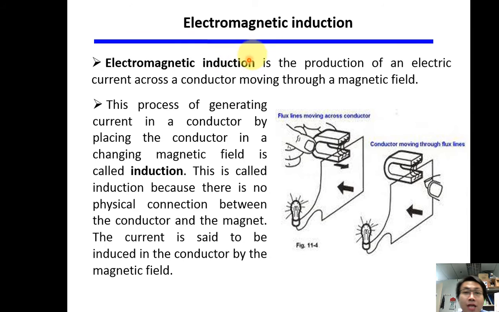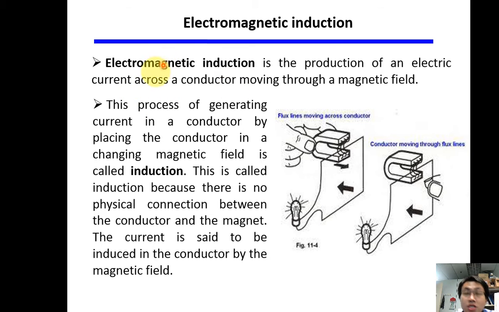Okay, then we'll go to electromagnetic induction. Just now was the basics of electromagnetism. Now we want to study how it's related. How does the electromagnetic conversion operate? So electromagnetic induction is the production of an electric current across a conductor moving through a magnetic field.